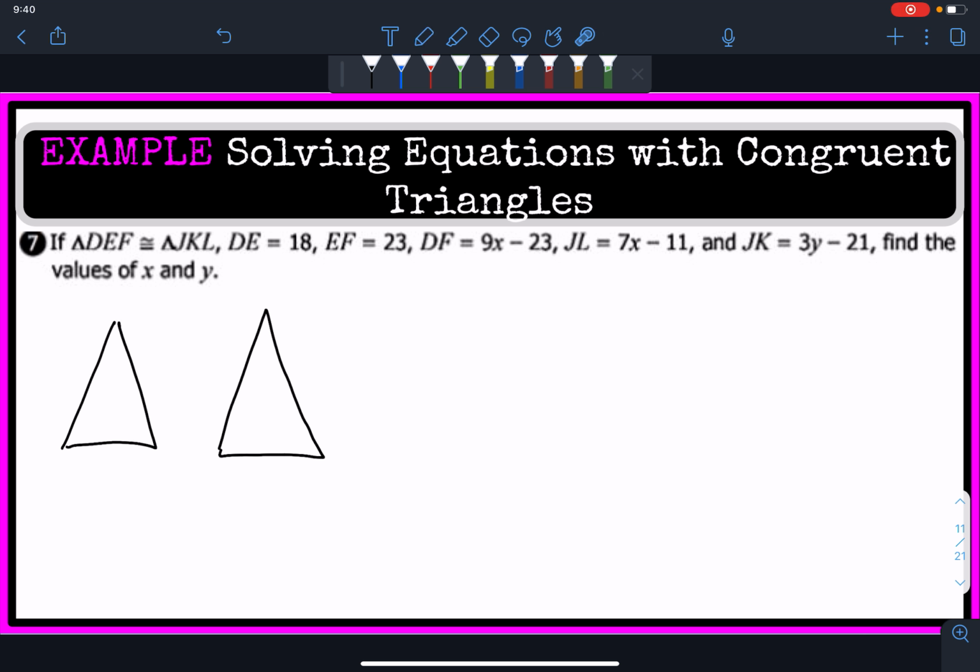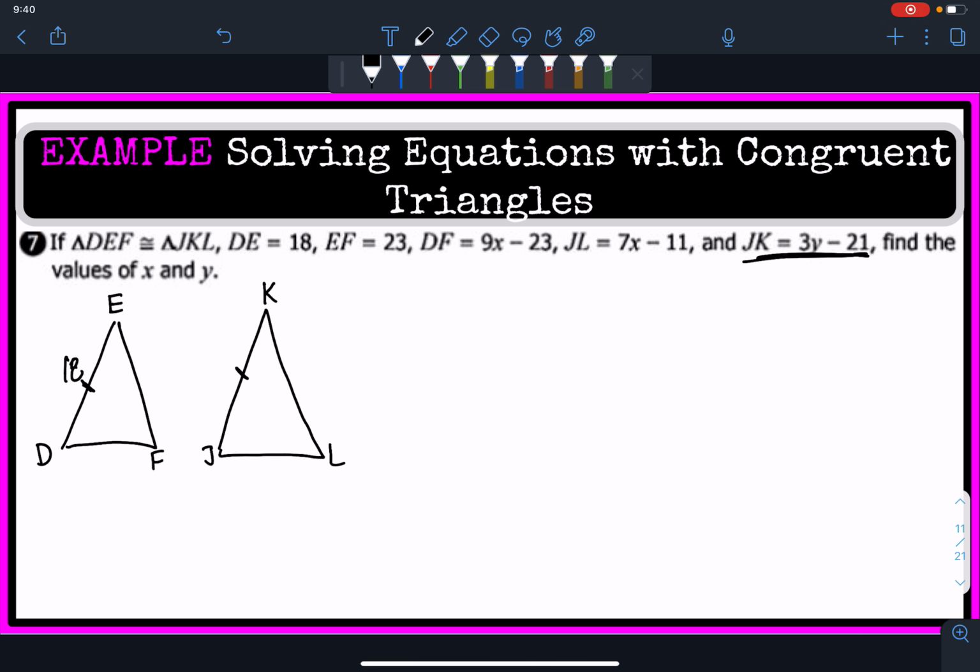And because of the way it's named, DEF, if I label it D, E, and F in that order, on this second triangle, I have to label the letters J, K, L in the same order. So I have to start on the bottom left, go to the top, put K, and L would have to be on the right. So left, top, and right, just like I did this one. Left, top, and right. So I know that DE, which is 18, is going to correspond to JK.